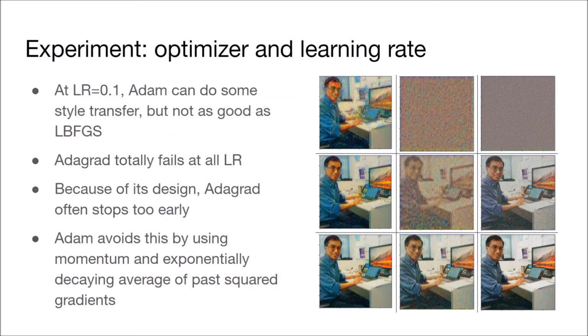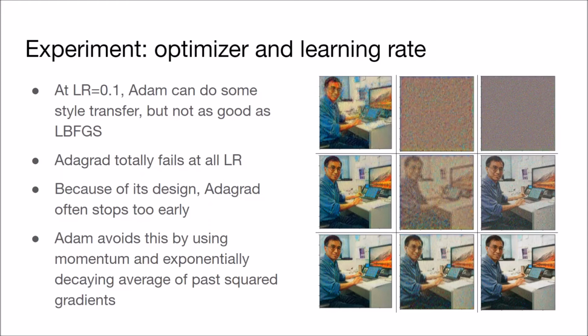At LR equals 0.1, which is the middle image of the third row, Adam is able to do some kind of style transfer with some color reproduction and some trace of the brushstrokes, but it's not as good as LBFGS. And in the case of Adagrad, it totally fails. There's no color of the style image, and there's also no trace of the brushstrokes.